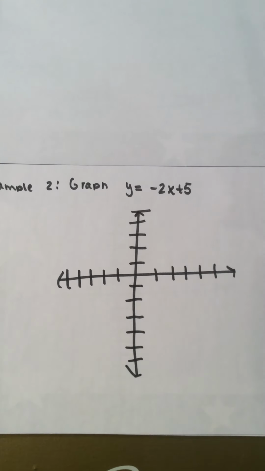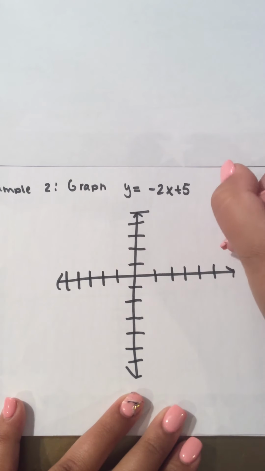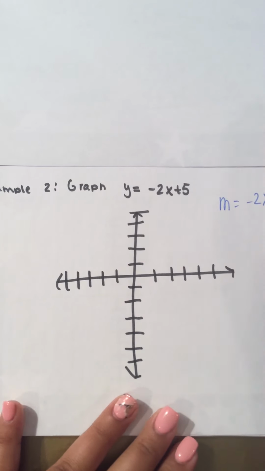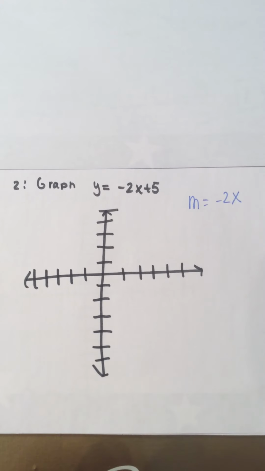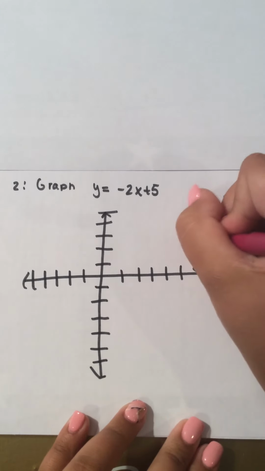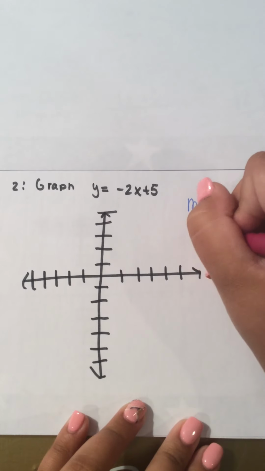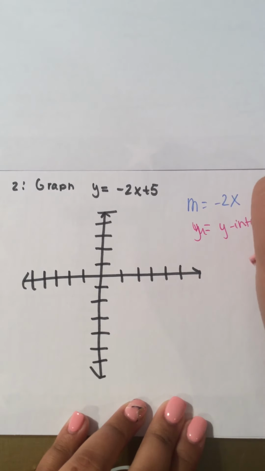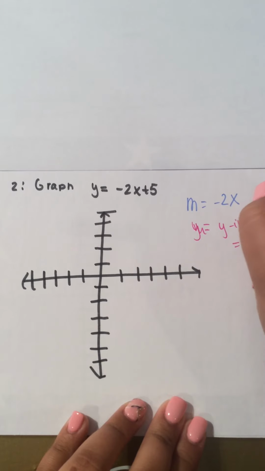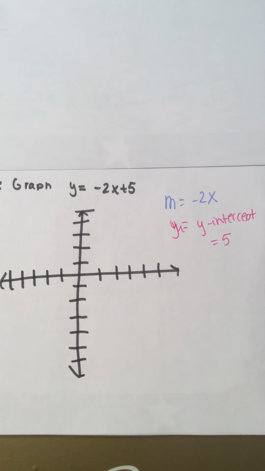So our first example is we have y equals -2x plus 5. So I'm going to label everything, and this -2x, I'm going to say m equals -2. I'm writing it on the side just so it doesn't go on the graph. You guys can circle it. It's going to overlap, and I don't want to confuse you guys. And then 5 is my y-intercept. Actually, let's write y-intercept equals 5. So how you graph this is you're going to graph the y-intercept first.